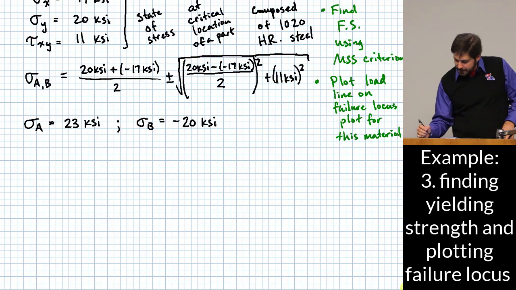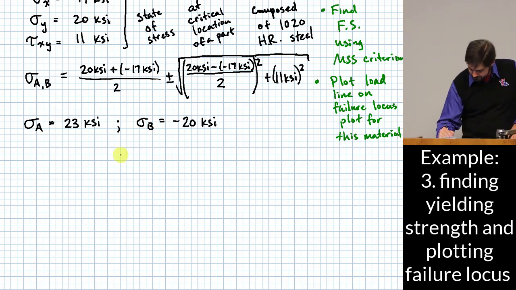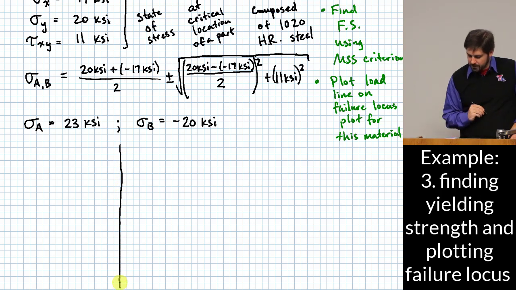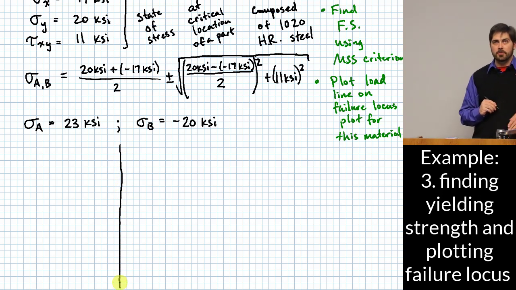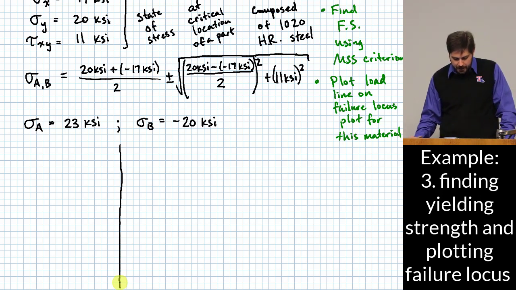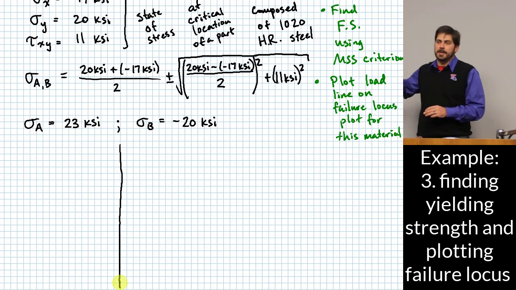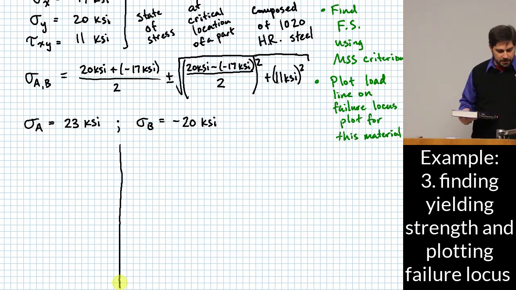How do I plot my failure locus? Well, one of the things I need to know is, for this hot rolled material, it's 1020 hot rolled, what's the strength for that material. So what we do is we find what the strength is for that material in one of the tables that we have in the back of the book.